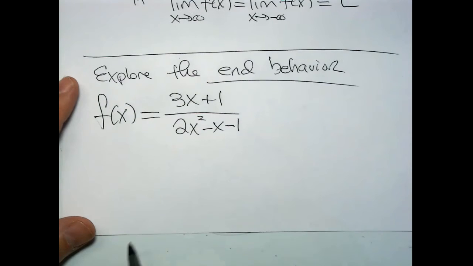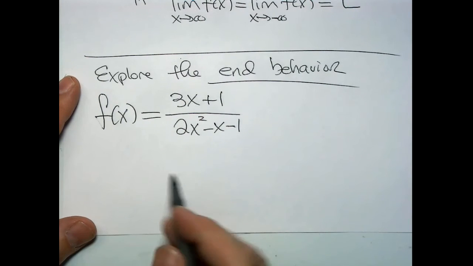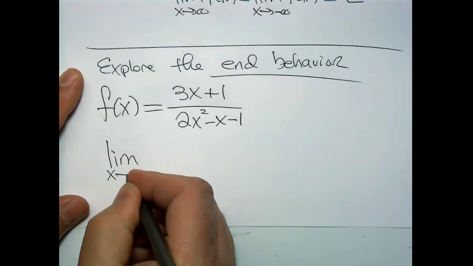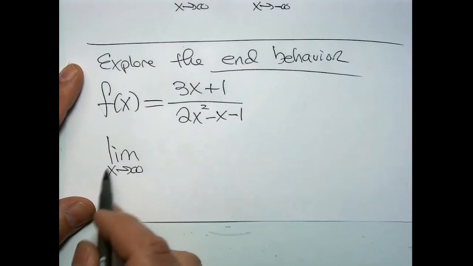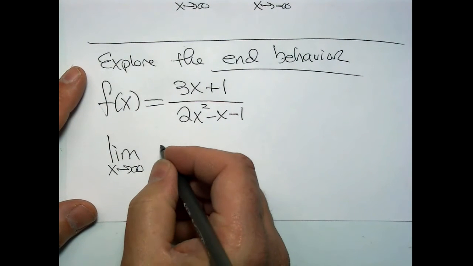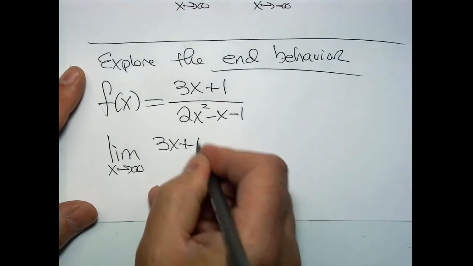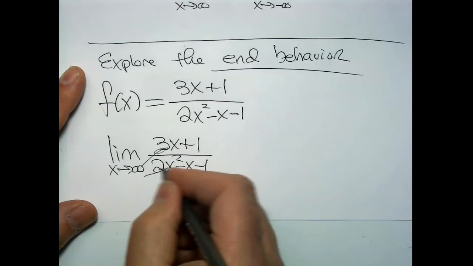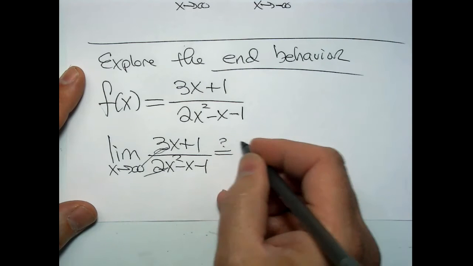Now, to explore end behavior, and typically if there's no radical involved, you can just do one of them. You can just do the right side, for example, and explore what would happen. So the limit as x approaches infinity of (3x plus 1) over (2x squared minus x minus 1). And, of course, direct substitution would be the first approach.